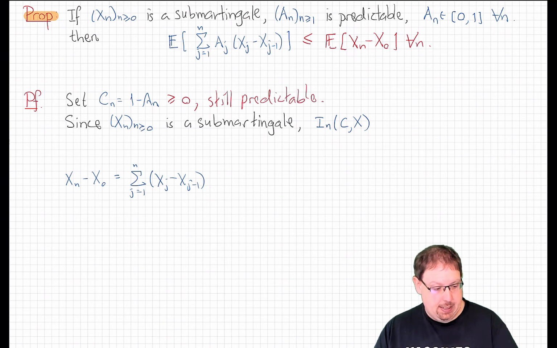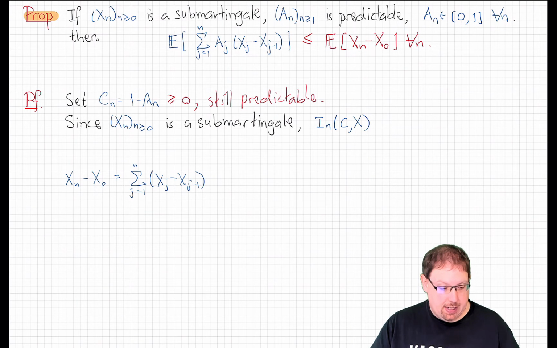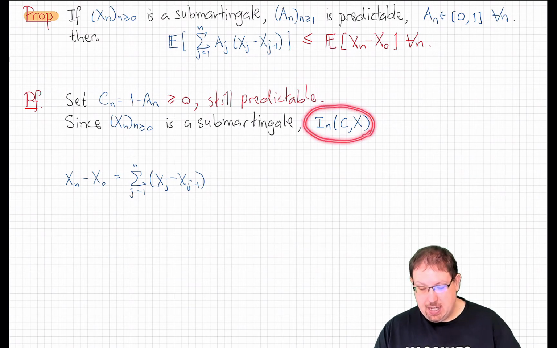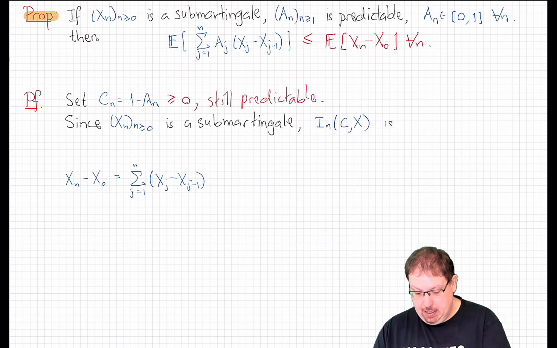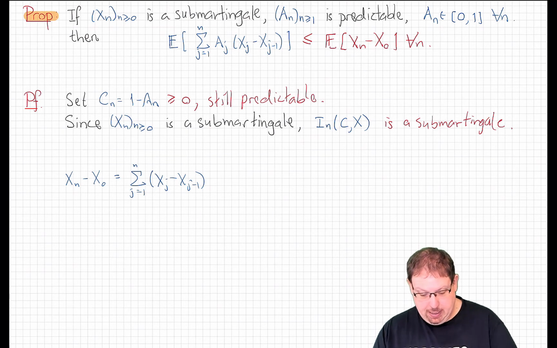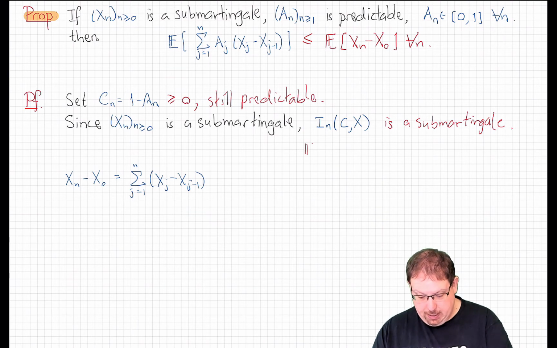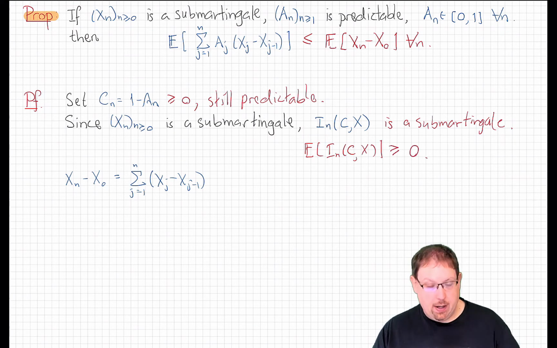Now, since our stock price Xn is a submartingale, as we proved in the previous lectures, the stochastic integral of C with respect to X is also a submartingale. That's because Cn is predictable and non-negative. In particular, it follows that the expected value of that stochastic integral is greater than or equal to 0, the value at the beginning, since we're talking about the increment to your fortune here.